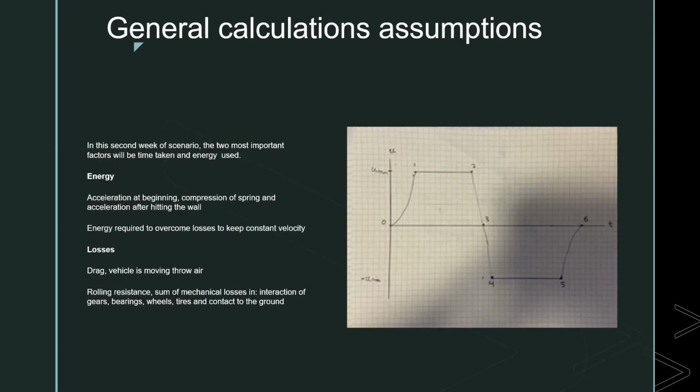So in the second week of scenario, the two most important factors will be the time taken and the energy used. In terms of energy, in scenario 1, we only considered acceleration at the beginning, the compression of a spring, and acceleration after hitting the wall. However, this week we'll also consider the losses that the energy required has to overcome to keep velocity constant. They will be drag and the rolling resistance.